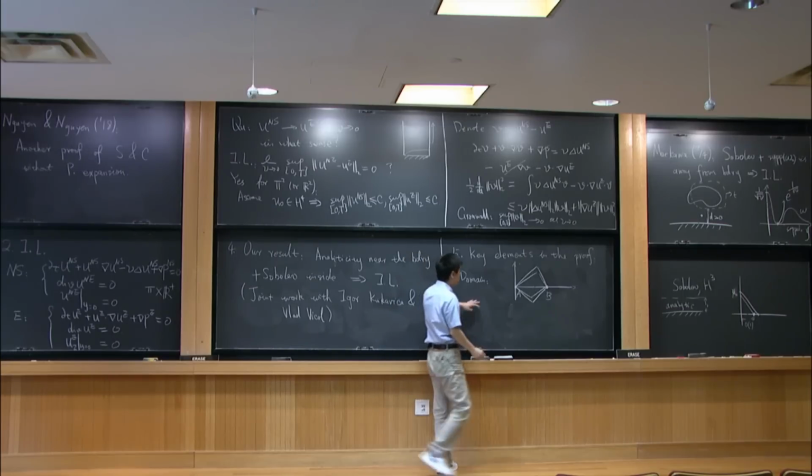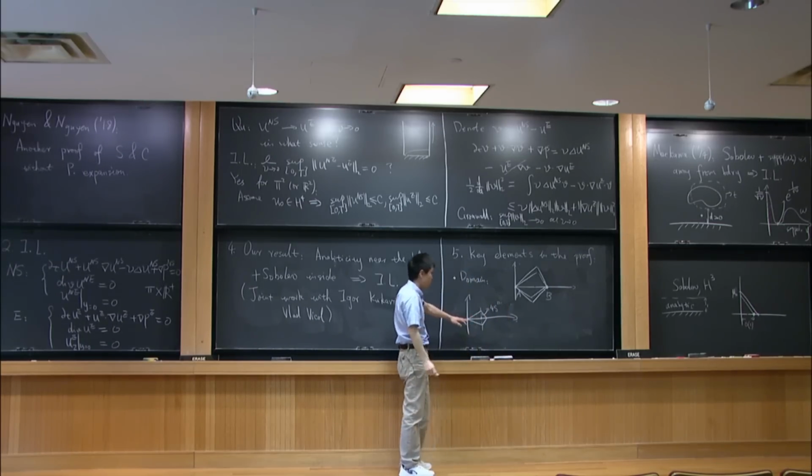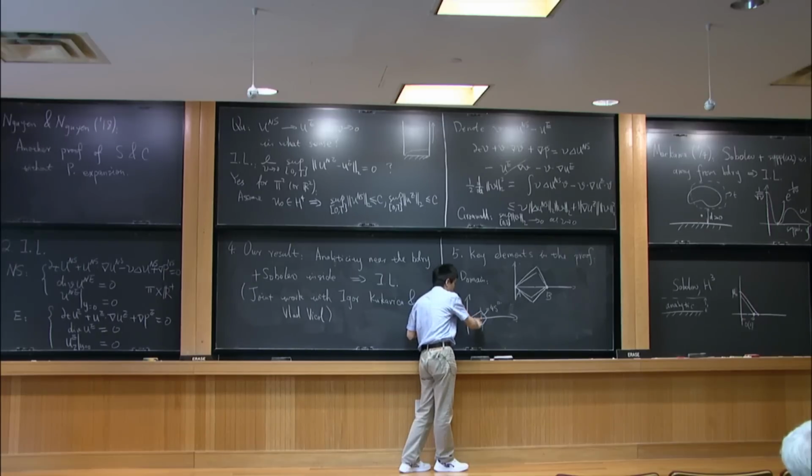So instead, we will consider this kind of domain. Here, this is 1. So our domain is this one, and we require this angle to be 45 degrees. We assume the solution is analytic in this part and Sobolev in this part.